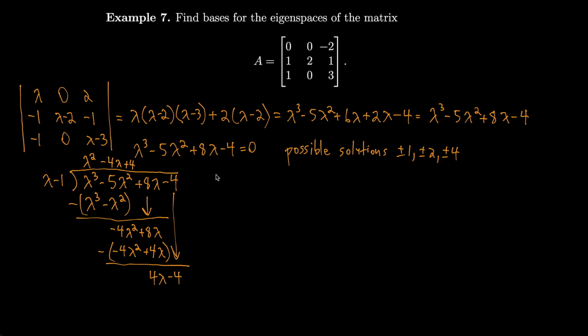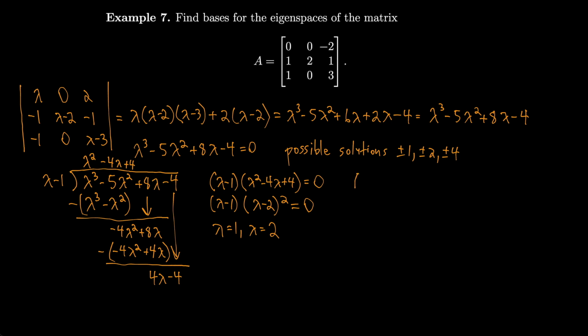Okay, so that means that I factor out lambda minus 1, and what I have left is lambda squared minus 4 lambda plus 4, and I'm setting that equal to 0. So that's the same thing as lambda minus 1 times lambda minus 2 squared. I don't have to do the quadratic formula this time because this thing actually factors, which is nice. And that means that I have eigenvalues of lambda equals 1 and lambda equals 2. Sometimes it could take a long time to get through all the possible solutions when you're doing the rational root theorem.